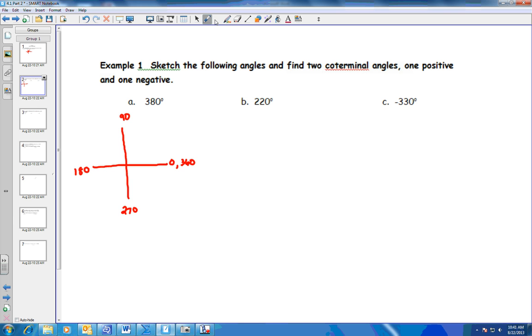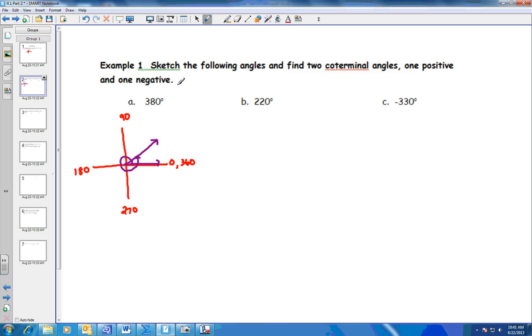Okay, so let me get a different color pen here. We want to sketch 380 degrees. So we know, here's my initial side. We're going to go one complete revolution, and then we are going to have 20 degrees left because one complete revolution is 360. So I know that I have 20 degrees left I need to go over. So I've sketched 380 degrees.